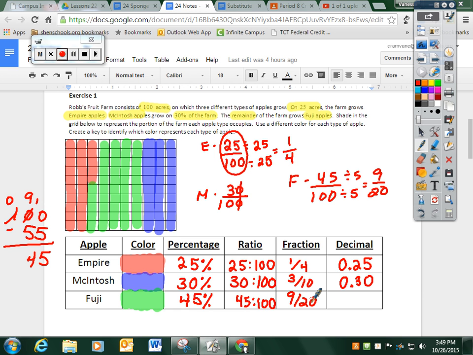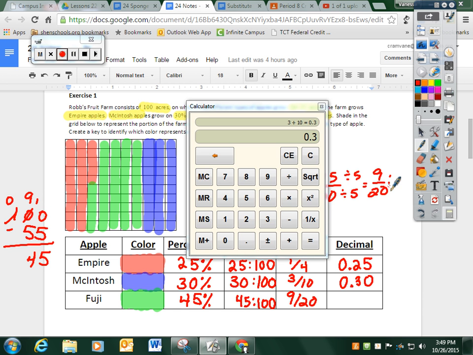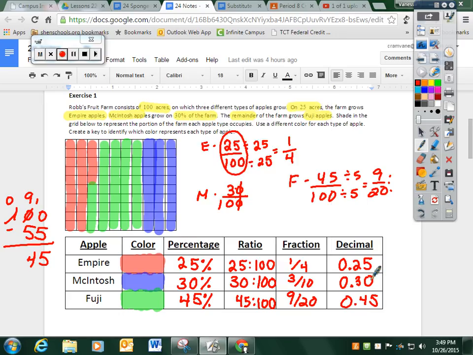Okay, and I'm going to work with my calculator to do 9 divided by 20. And as a decimal, that's 0.45. Now, look and see what happens when I add my decimals together. 5 plus 5 is 0.